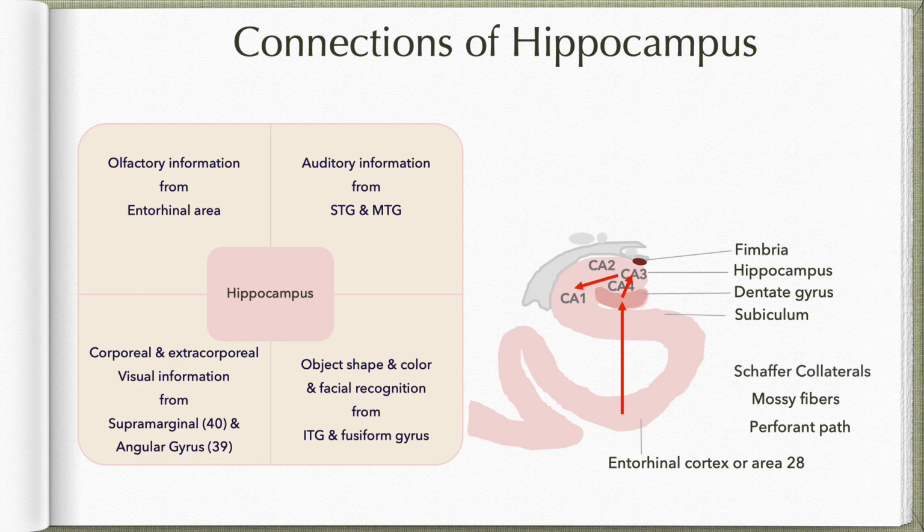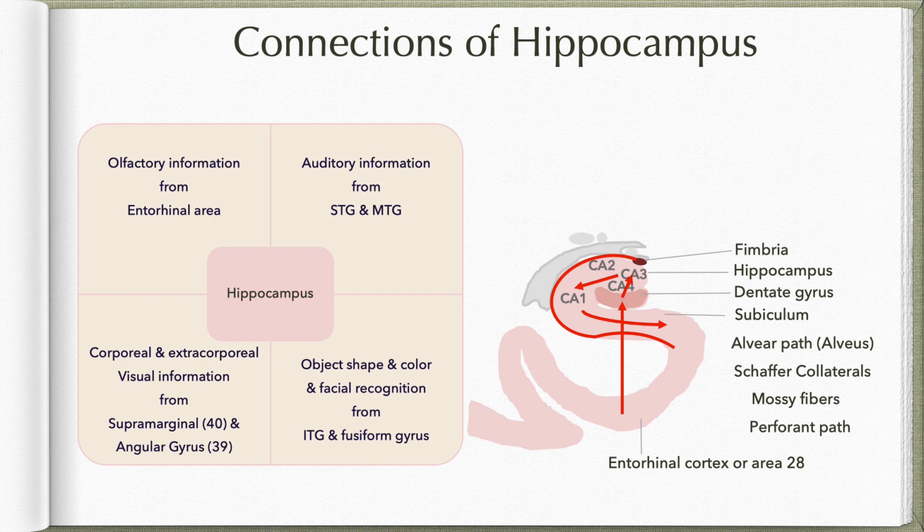From the CA3, the collateral fibers are sent to CA1. They are known as Schaffer's collaterals. And from CA1, the fibers are projected back to the subiculum. From the subiculum, the fibers will travel on the surface of the hippocampus proper, forming what is known as the alveus. So this pathway is known as the alveolar path.